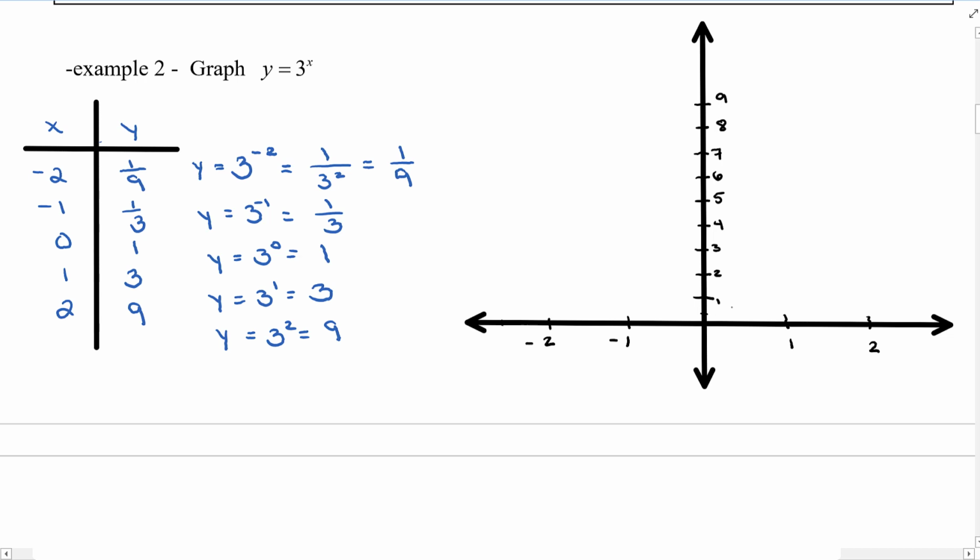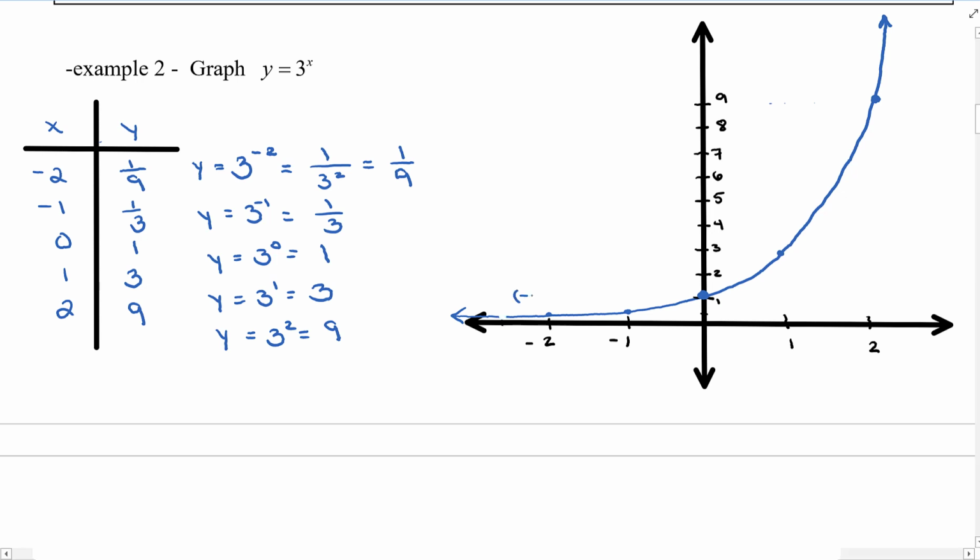And now I'm going to plot the points. I've started by plotting the points (-2, 1/9), (-1, 1/3), (0, 1), (1, 3), and (2, 9). Now I'm drawing the curve to connect those points. I'm extending my curve all the way to the ends of the coordinate plane, and I'm drawing arrows on the end of my function. I'm going to go ahead and label the ordered pairs for each one of these points.